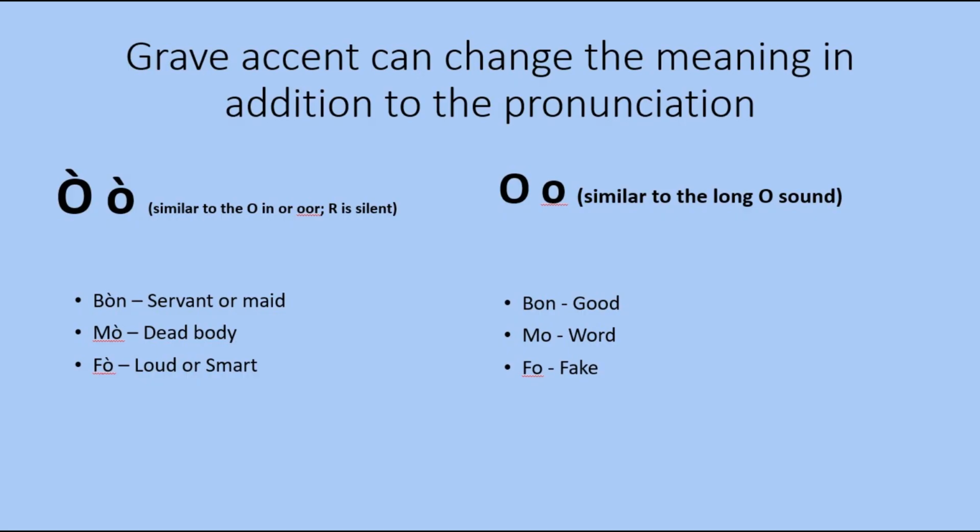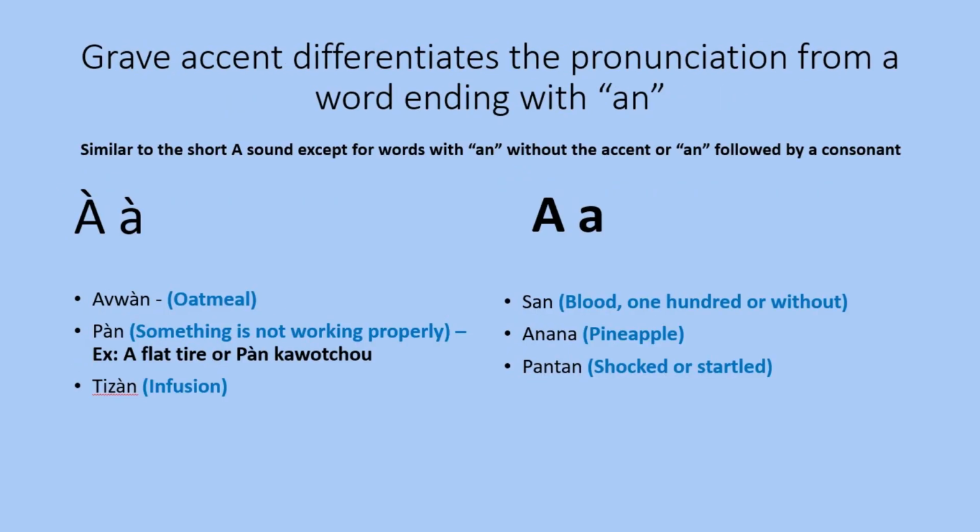So these are the differences for the letter O. Do not skip the accent on the letter O, because it can change the meaning of the message you're trying to convey. So now we have the letter A, right? This is our last one. There are only 3 in Creole with the accents.